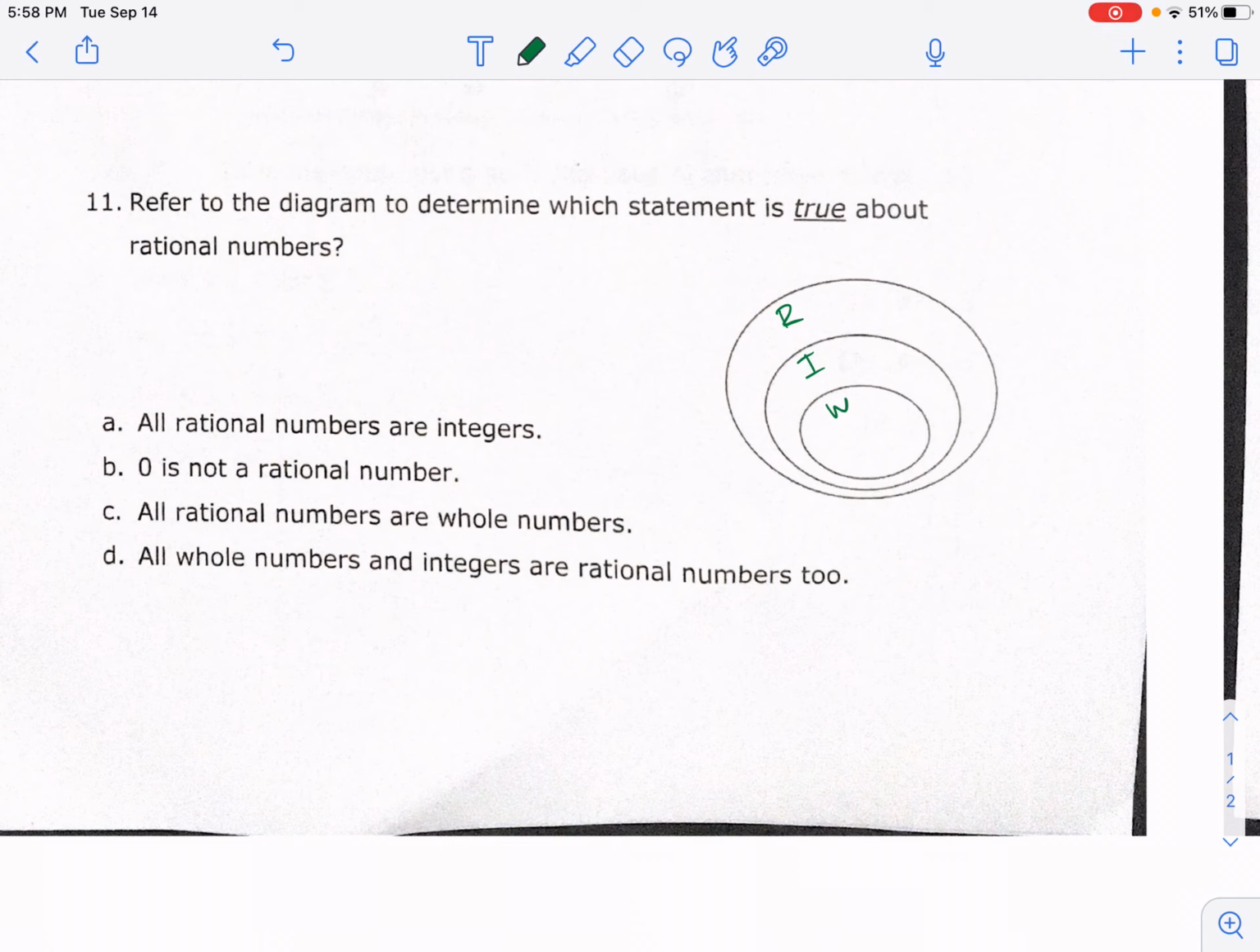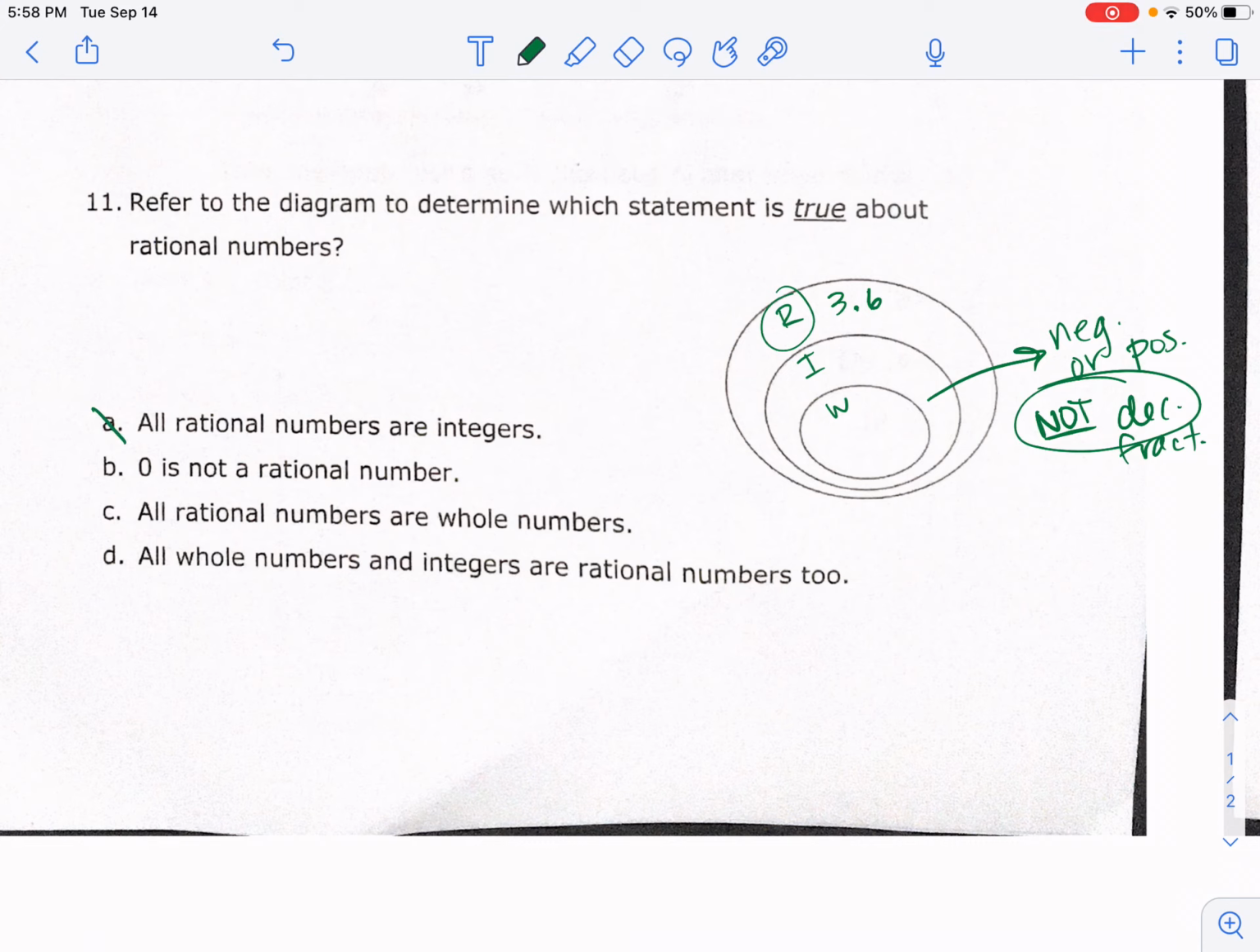Okay, A says all rational numbers are integers. So anything that's a rational number, for example, 6, -5, 15, 3.8, any of those rational numbers are integers also. Remember, integers can be anything negative or positive, but they cannot have decimals or fractions. So if I had like 3 6/10, could that be an integer? No, because integers cannot have decimals or fractions. So no, that's not true. Not every rational number is an integer.